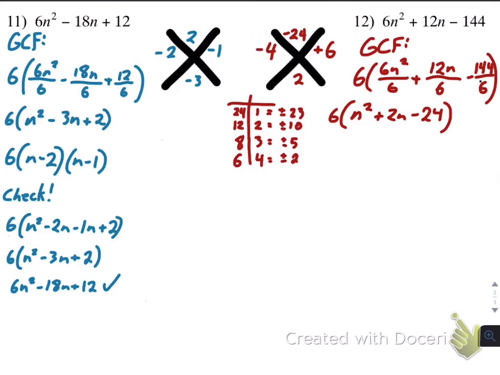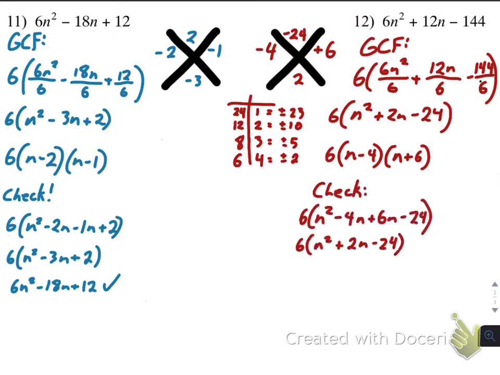So I can write that in my two binomials. Again, don't forget this constant that you factored out to start with, 6. And it's n minus 4 and n plus 6. I can go ahead and check that by multiplying everything through again, and I'm good. I get back to where I started.